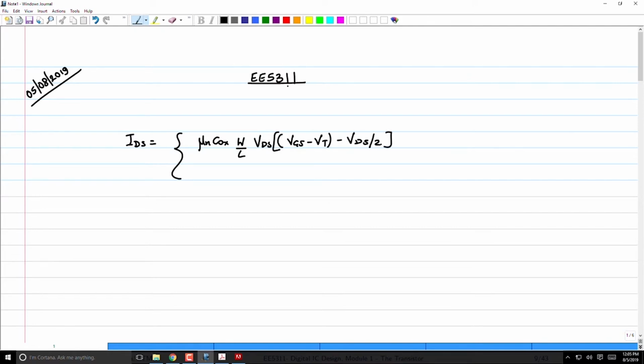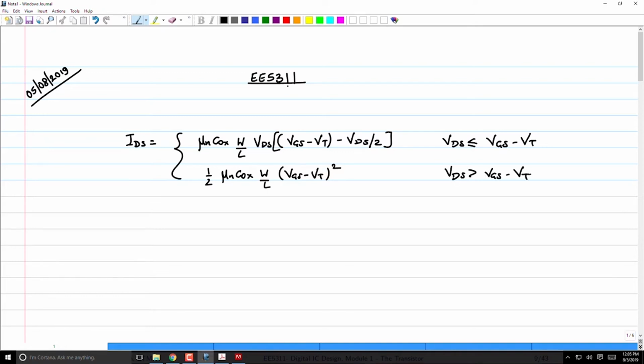This is when? What is the condition on VDS? So this is VDS less than or equal to VGS minus VT, right? And what happens after that? The current just saturates, right? And you get half mu n C ox W by L into VGS minus VT the whole square. Okay, this is VDS greater than VGS minus VT.